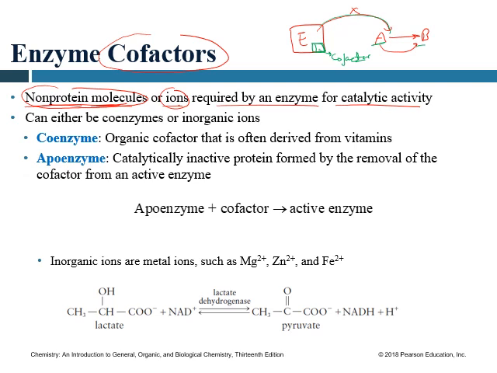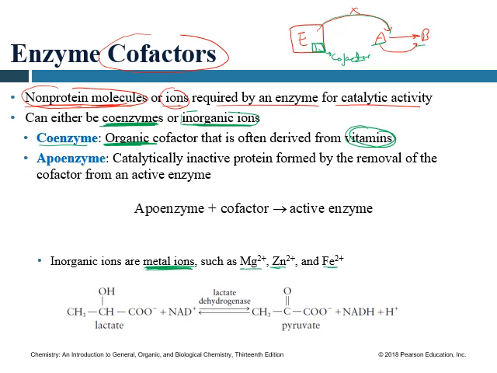So cofactor can be divided into two parts: either coenzyme or inorganic ions. What is a coenzyme? Coenzymes are those cofactors that are organic in nature, and this organic cofactor is normally formed by the body through vitamins, right? So mostly organic cofactors are formed from vitamins within the body. And inorganic ions are some metal ions such as magnesium, zinc and iron. So you have to know the difference. Coenzymes are organic in nature, whereas inorganic ions, as the name says, are inorganic and made up of metals.